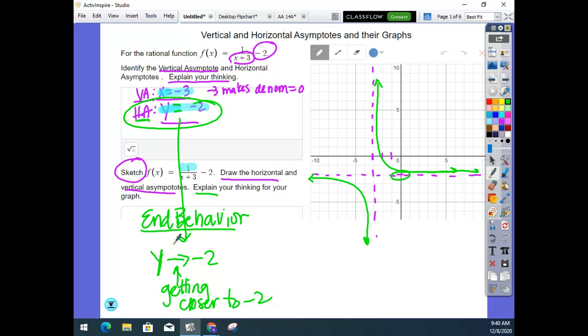So this arrow means approaches. So it's getting closer and closer and closer to where y is -2, but it never touches the asymptote, it just gets closer to the asymptote.